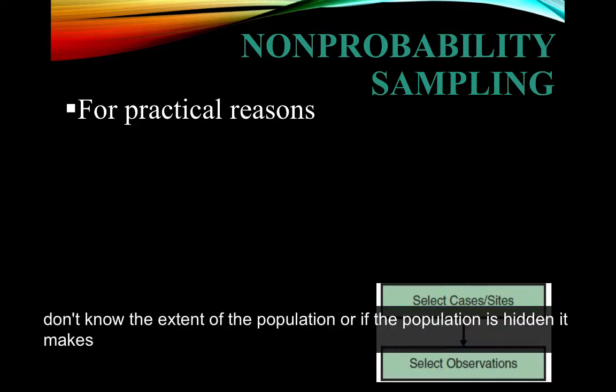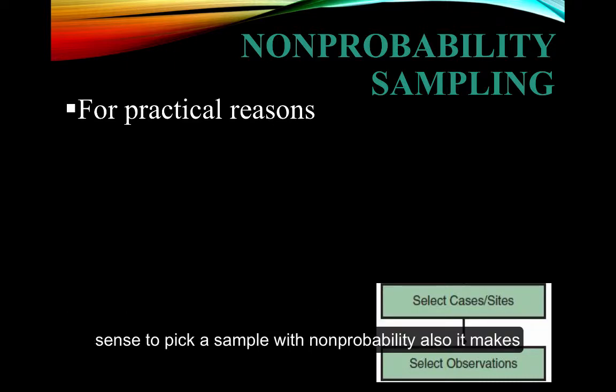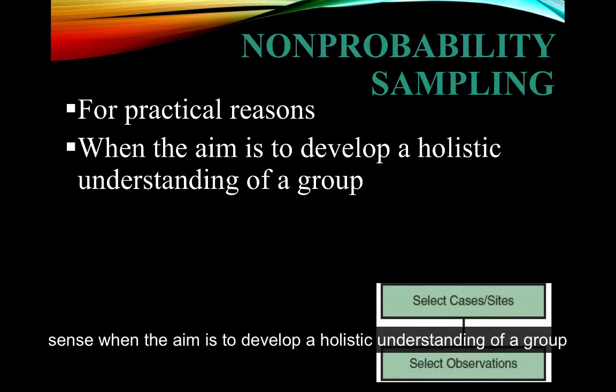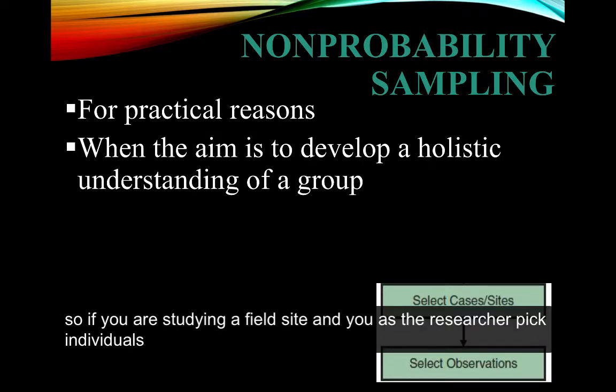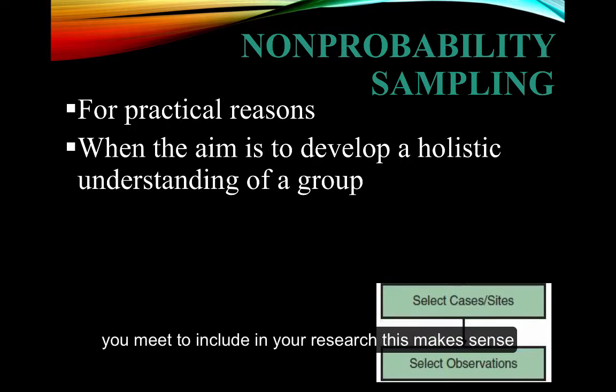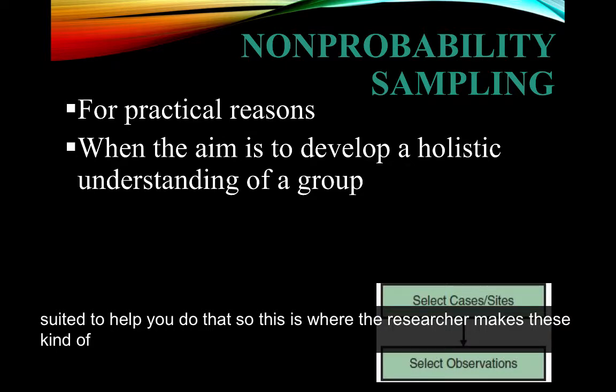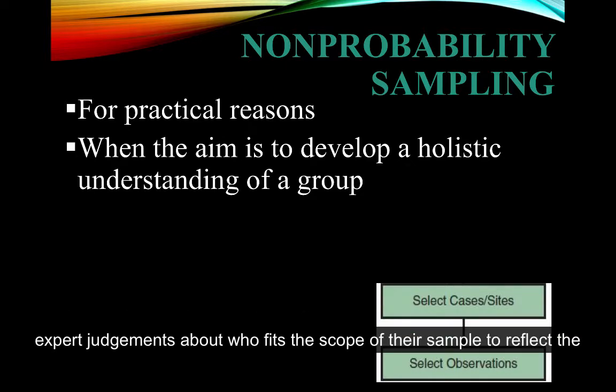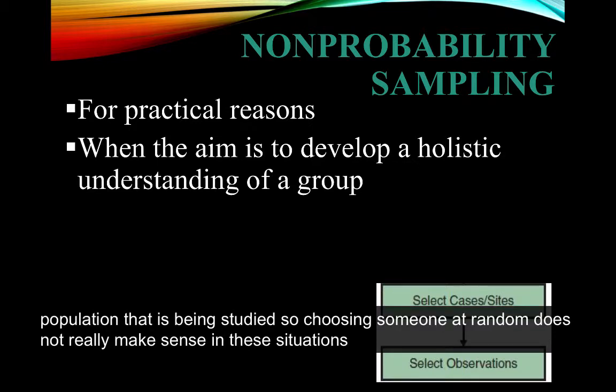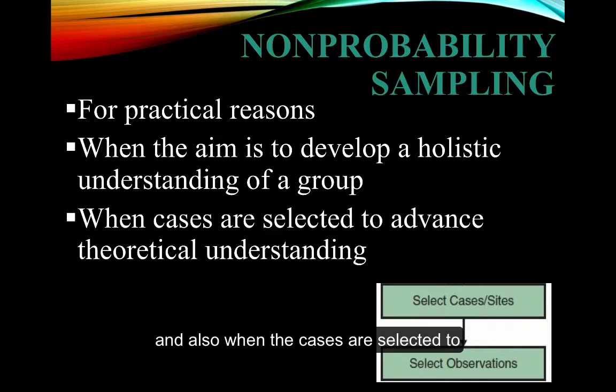When you don't know the extent of the population, or if the population is hidden, it makes sense to pick a sample with non-probability. Also, it makes sense when the aim is to develop a holistic understanding of a group. So if you're studying a field site and you as the researcher pick individuals you meet to include in your research, this makes sense if you're trying to understand a group and you feel that these people are best suited to help you do that. So this is where the researcher makes these kind of expert judgments about who fits the scope of their sample to reflect the population that's being studied. So choosing someone at random does not really make sense in these situations.